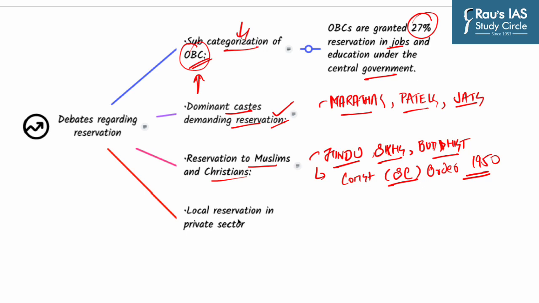Next is local reservation in the private sector. The best example of this is the Haryana State Employment of Local Candidates Act 2020, which was passed reserving 75% of private sector jobs for people of the state. Now, having seen the debates regarding reservation, let's see what are the issues associated with reservation in India.